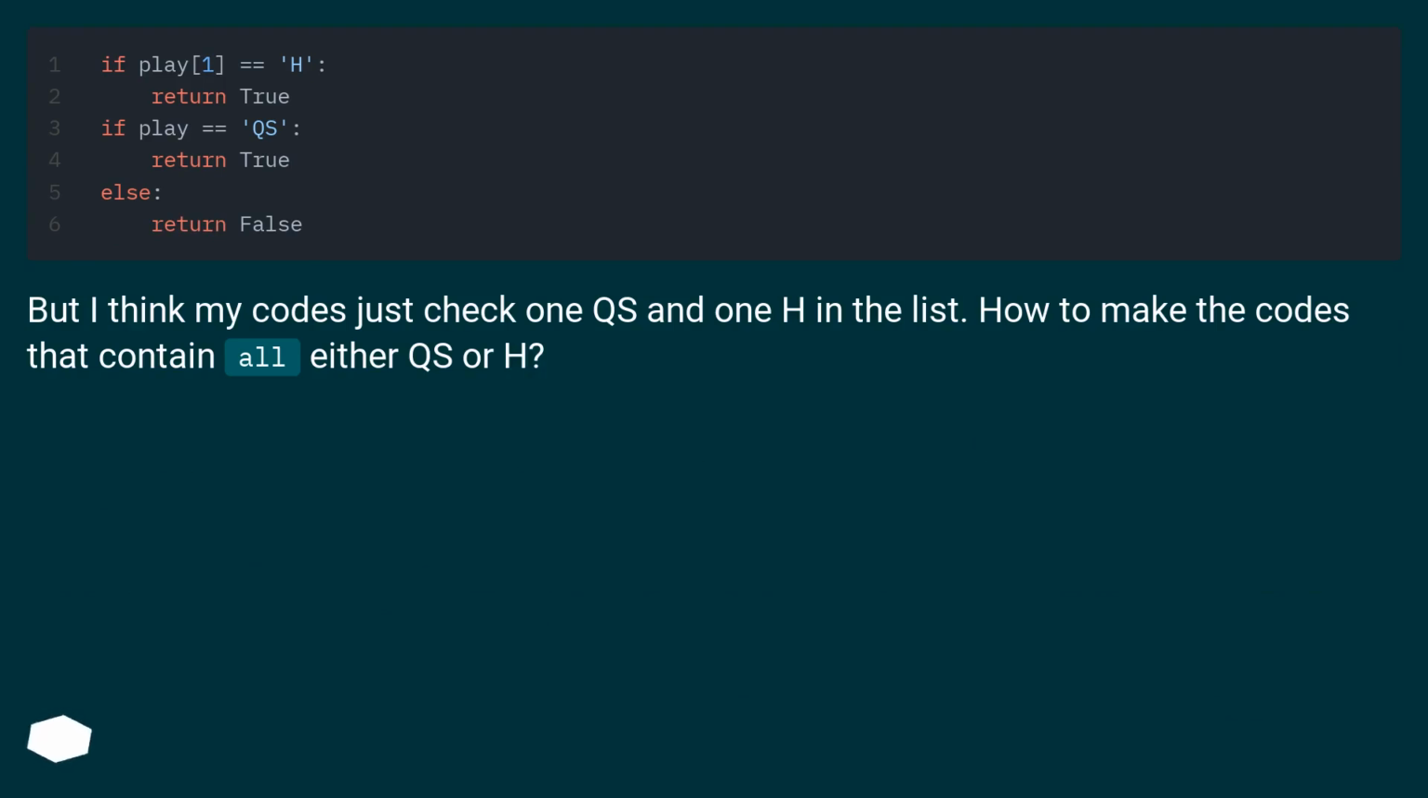But I think my code just checks for one Qs and one H in the list. How to make the code check that all cards are either Qs or H.